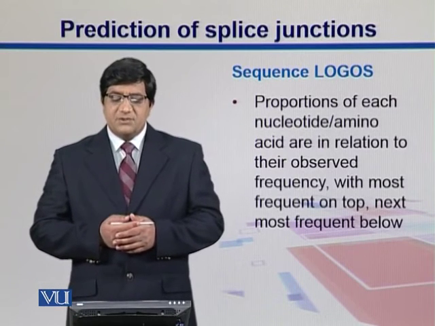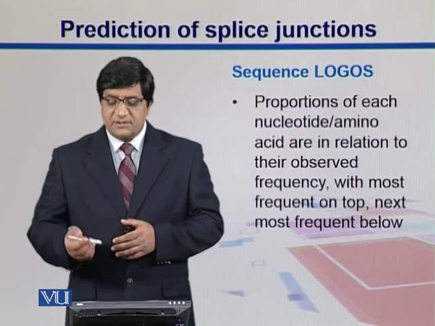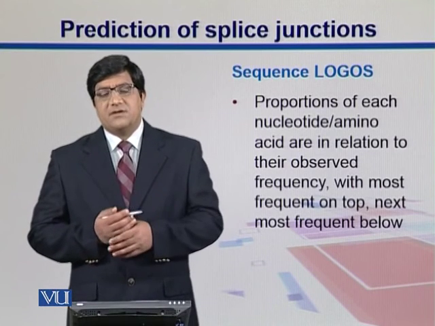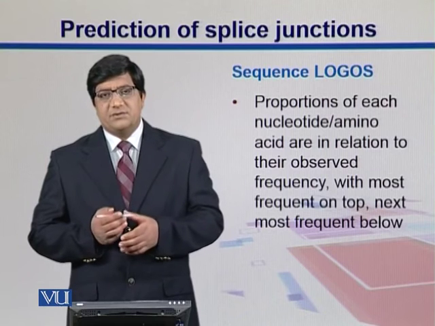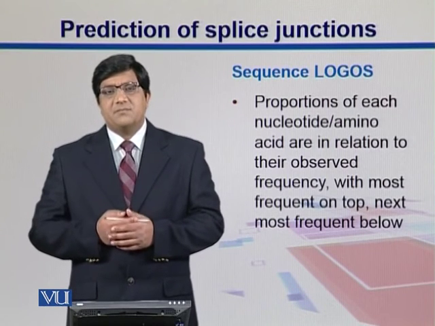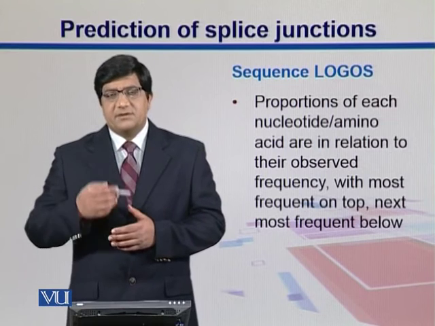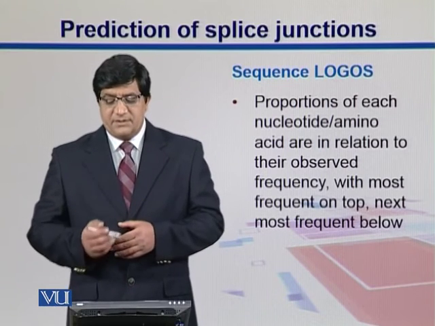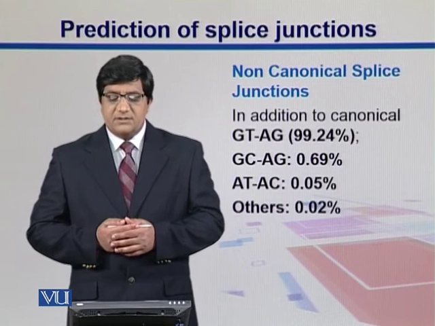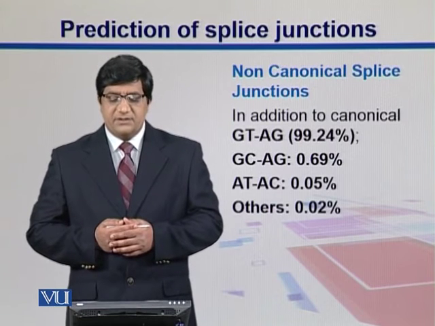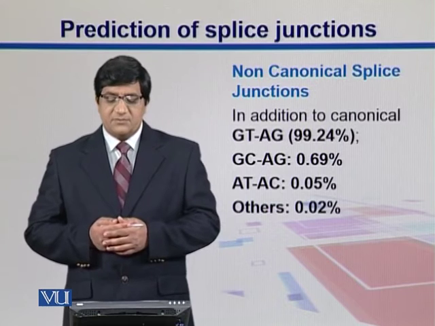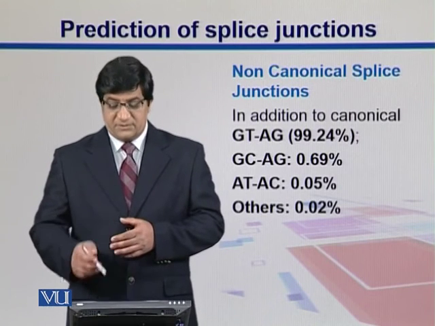And the proportions of each nucleotide are in relation to their observed frequency. Sometimes we have more than one of the heavy-frequency nucleotides, so we can order them, putting the highest one at the top and the rest at the bottom in a hierarchy. Non-canonical splice sites can be GC-AG, which is 0.69%. It can also be AT and AC, and there are some others.